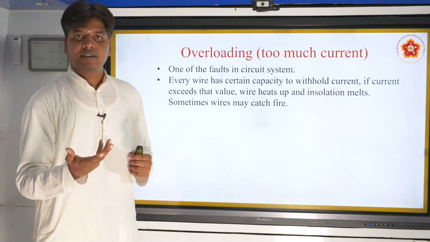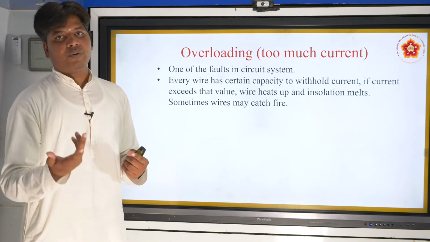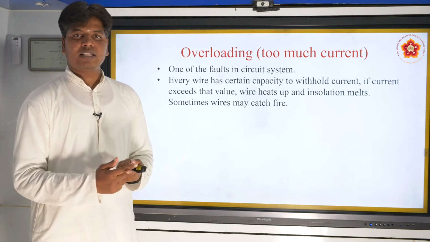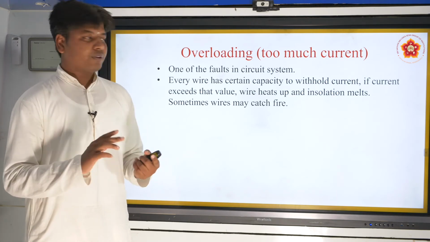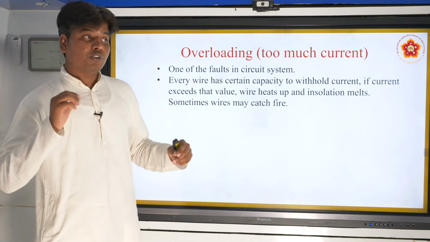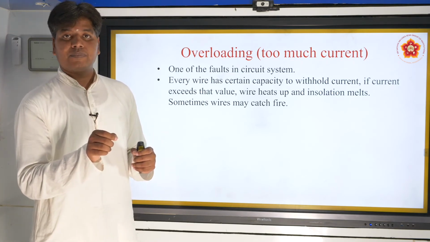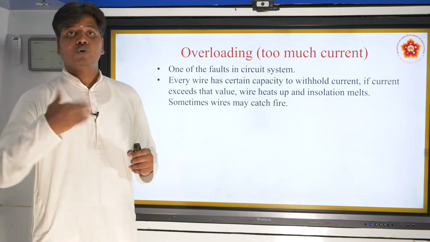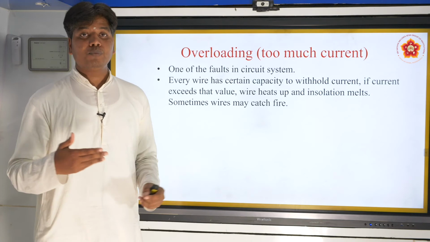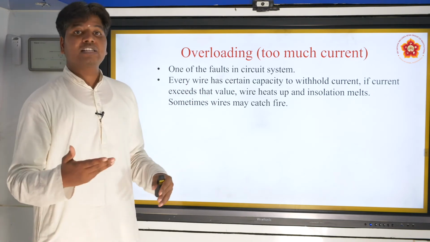The heating effect. Too much current, too much heat. When you have more heat, the insulation melts. When the insulation melts, it may come in touch with all the other wires and everything becomes so nasty. Sometimes if suddenly you have more current, overloading is more, in a shorter duration of time it dissipates more heat that can also catch fire. That is even more dangerous. So these are the effects of overloading.